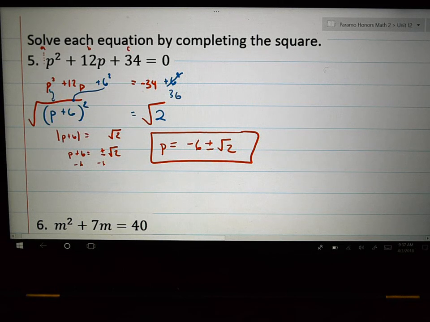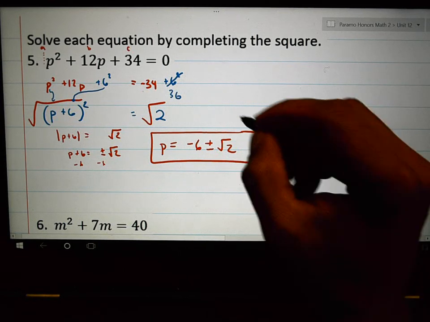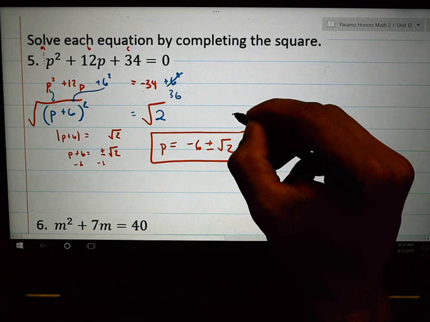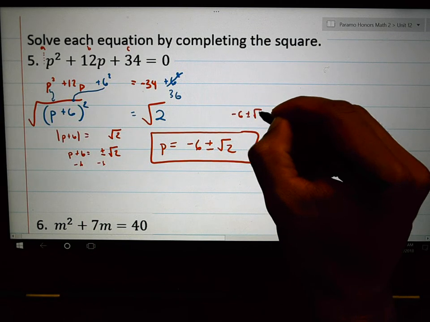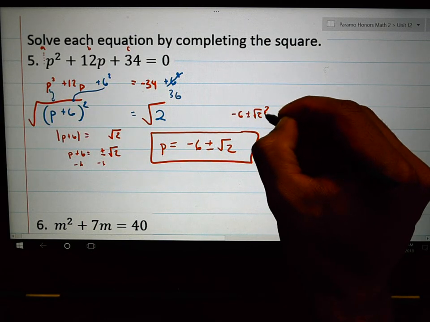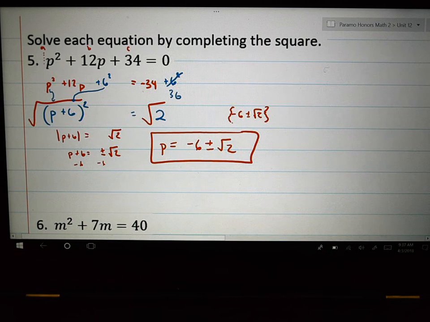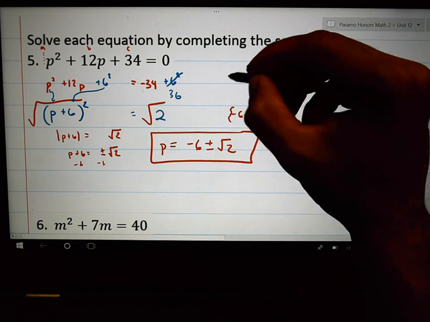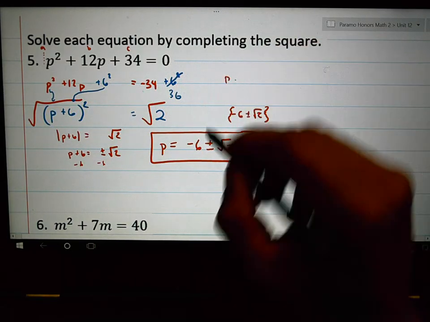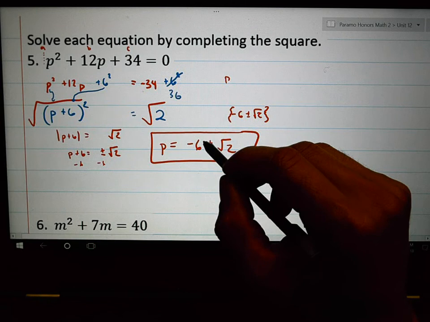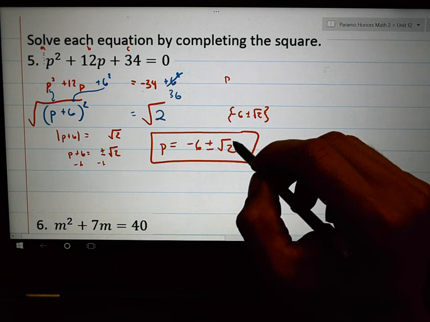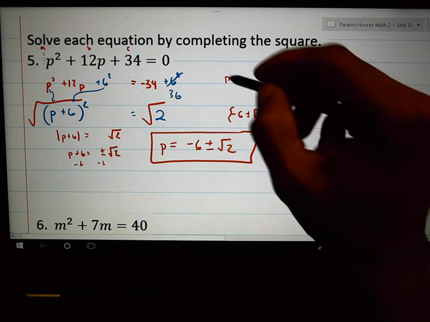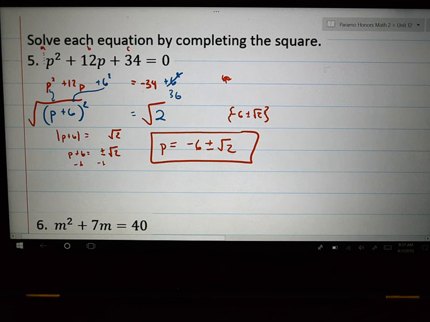The solutions would be negative 6 plus or minus root 2; in a solution set bracket it means the same thing. By the way, this also tells you that if you were to factor it, you would have something like p plus 6 minus root 2, and yeah, it would be really, really ugly. These are your solutions, though.